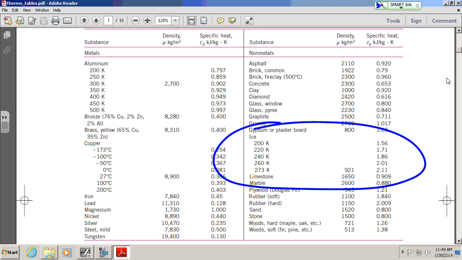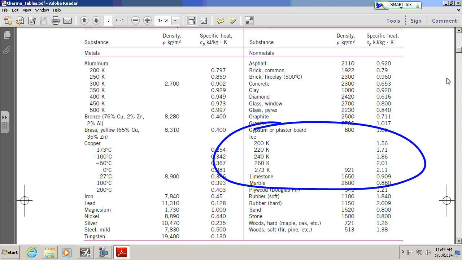But if ice is colder, let's say it's 40 degrees below Celsius, then it's pretty close to 240 K, kind of, right? So it would probably be around 1.86. So the specific heat of ice varies with temperature. In fact, the specific heat of a lot of different things varies with temperature. And sometimes we need to take that into account. But honestly, most of the time what we do is we just pick one in the middle.